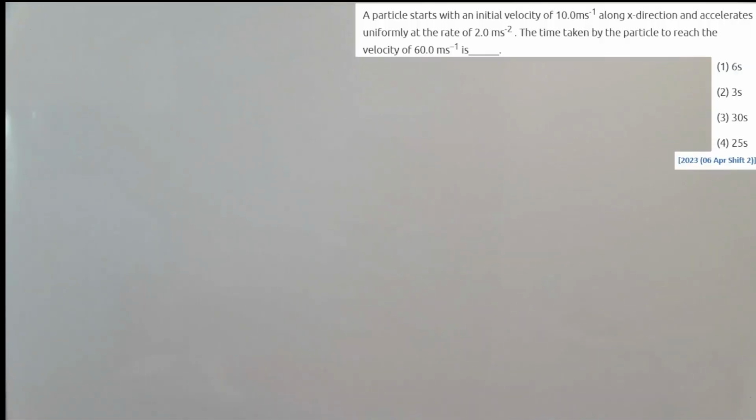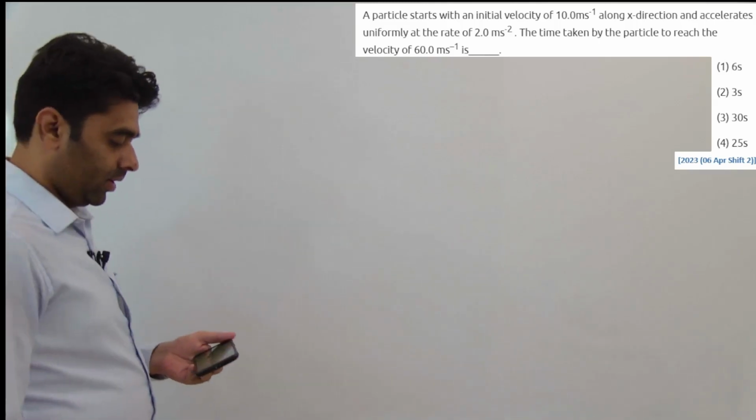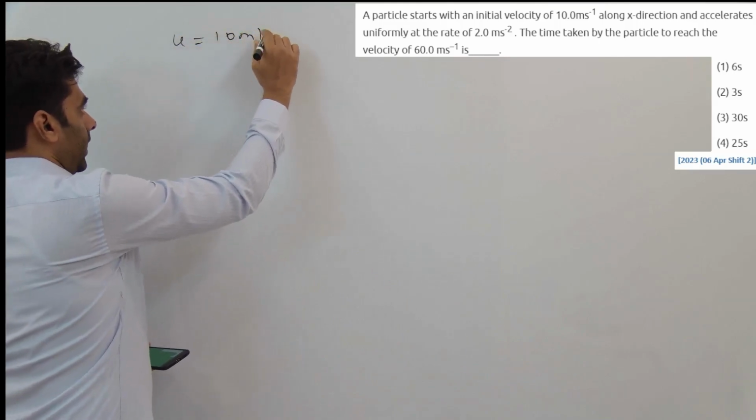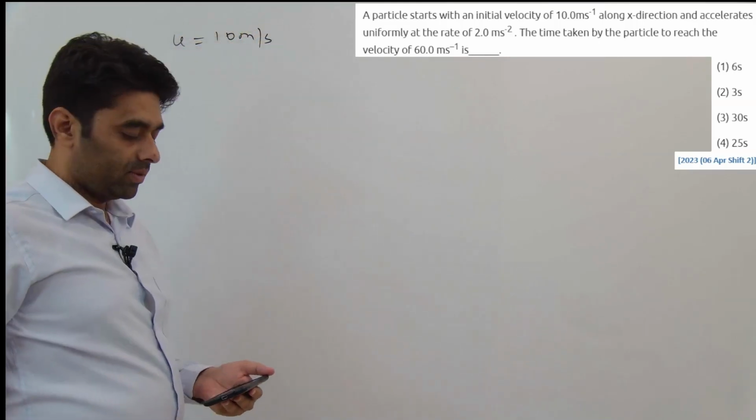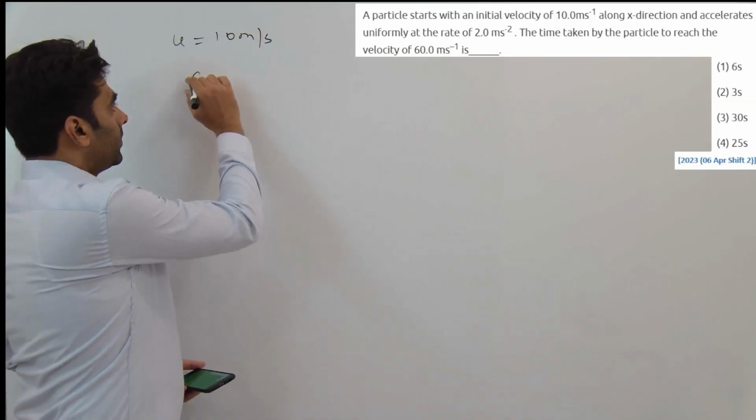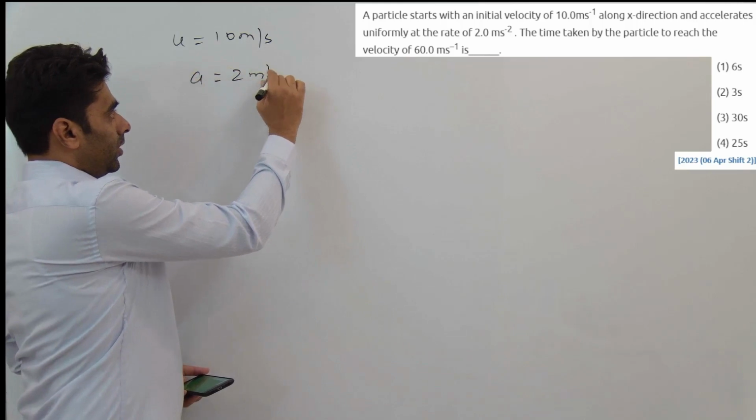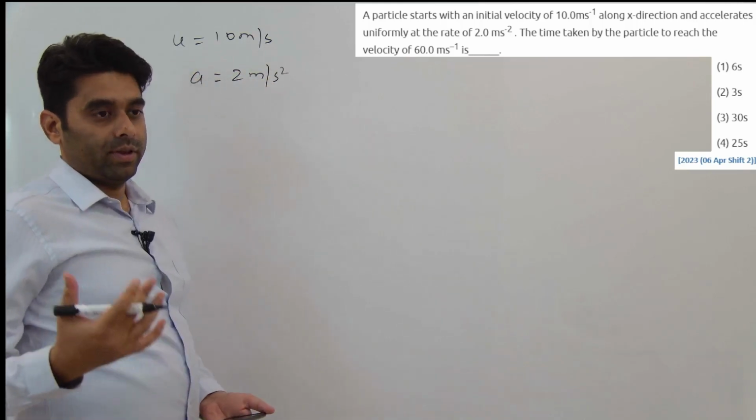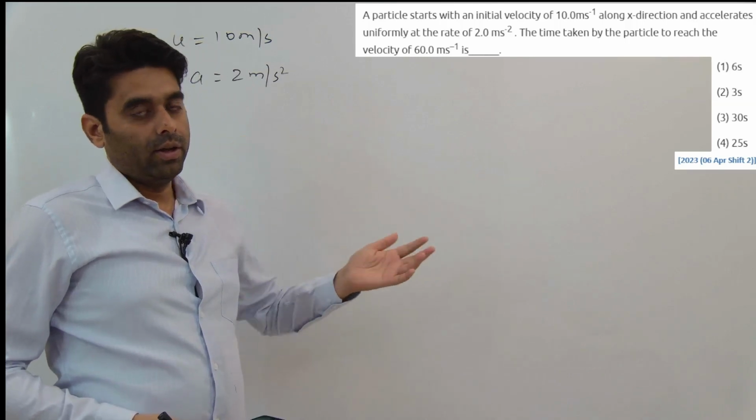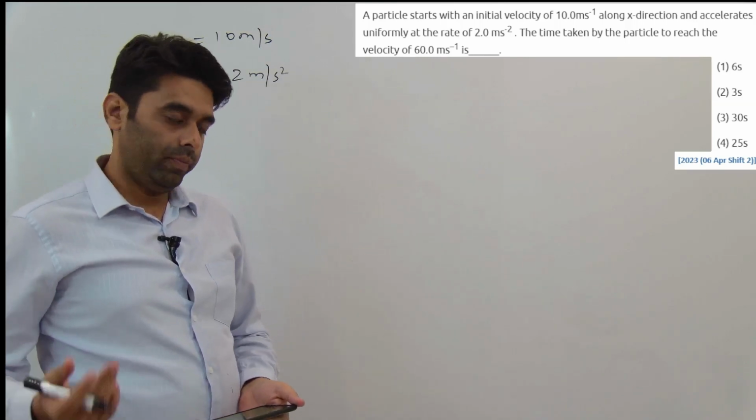Our first question says a particle starts with an initial velocity of 10 meter per second along x direction. U is given as 10 meter per second. It accelerates uniformly at the rate of 2 meter per second square. Please pause the video for every question and try the question by yourself. After that you can go through the solution. So let us see.